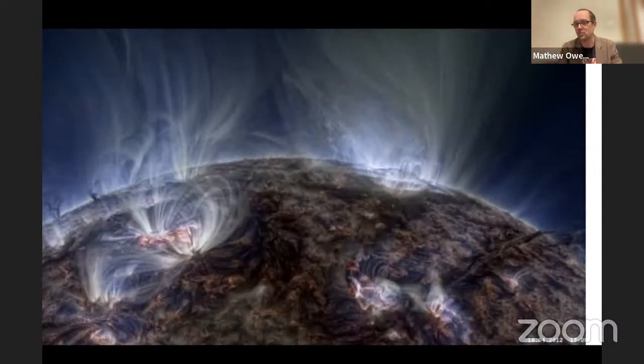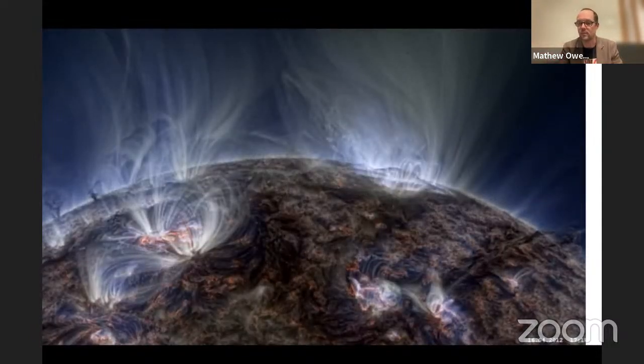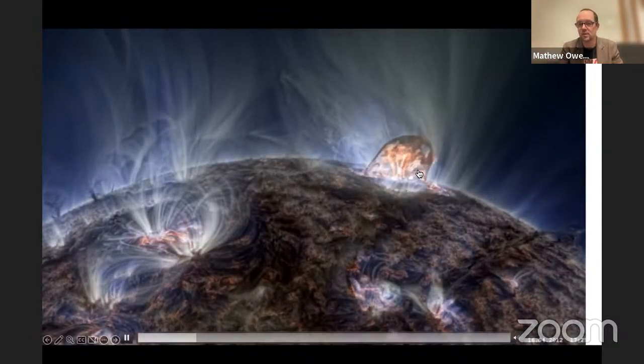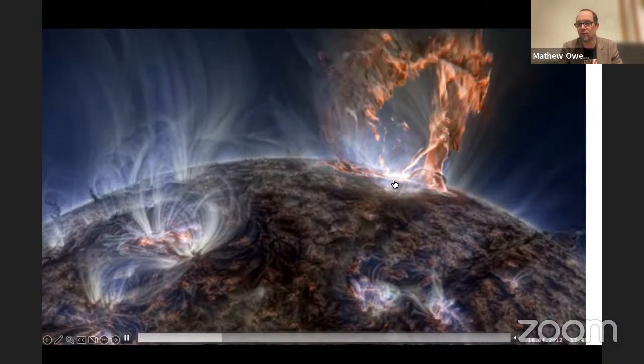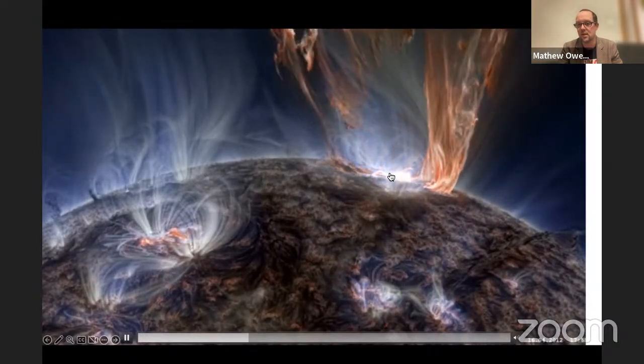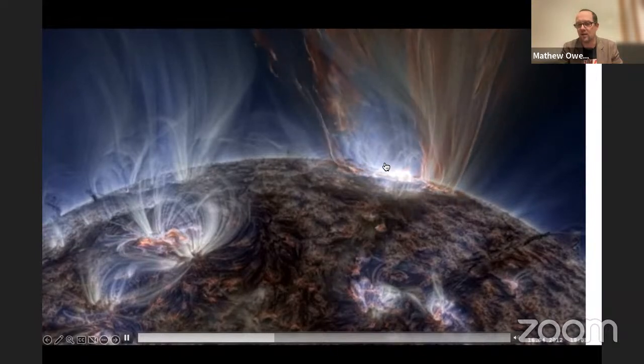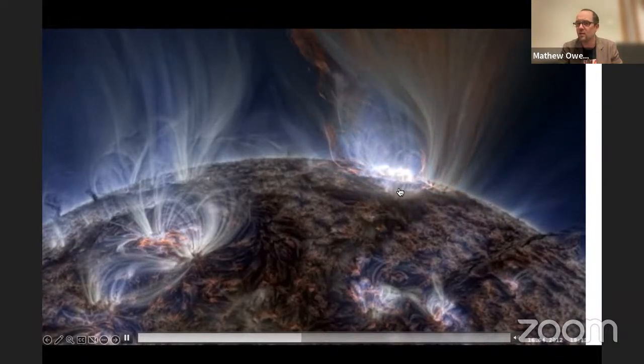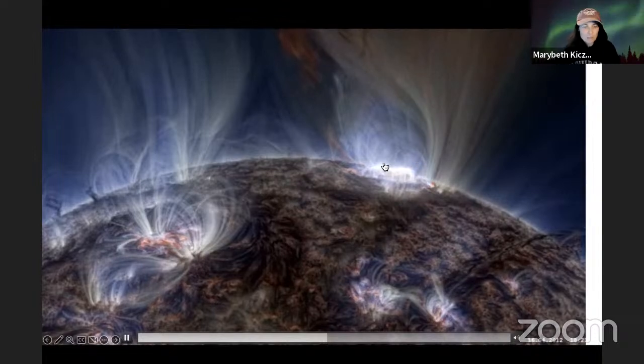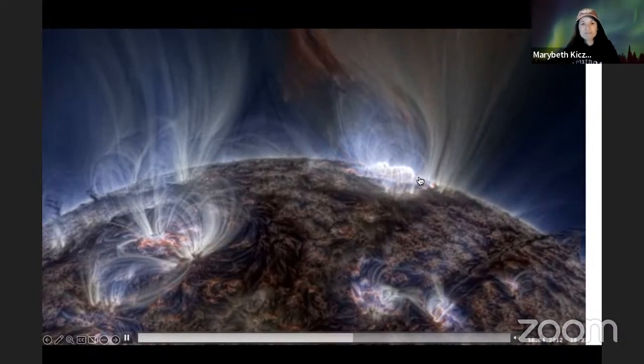Now, when these are coming towards Earth, of course, that's when we worry about space weather. You can also see this is a false light image. And so you can see there's a real bright area here. Can you see my cursor okay? Yep, I can see it. Cool. There's a real brightening here.